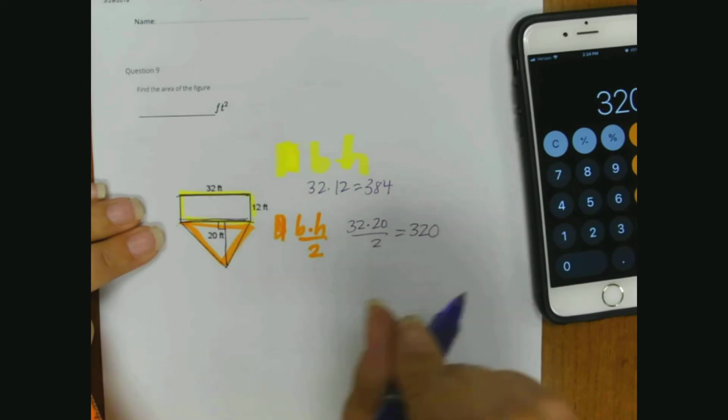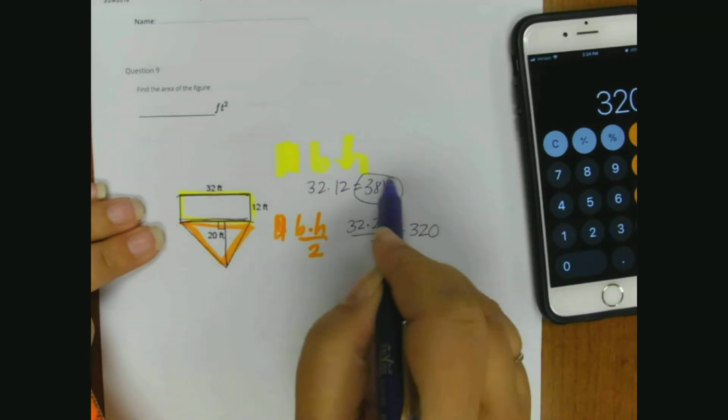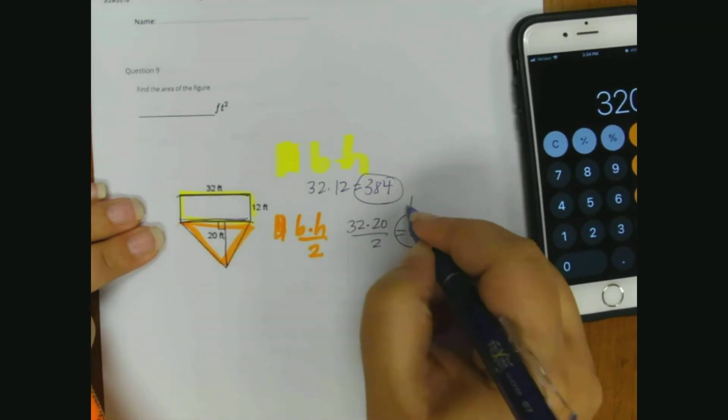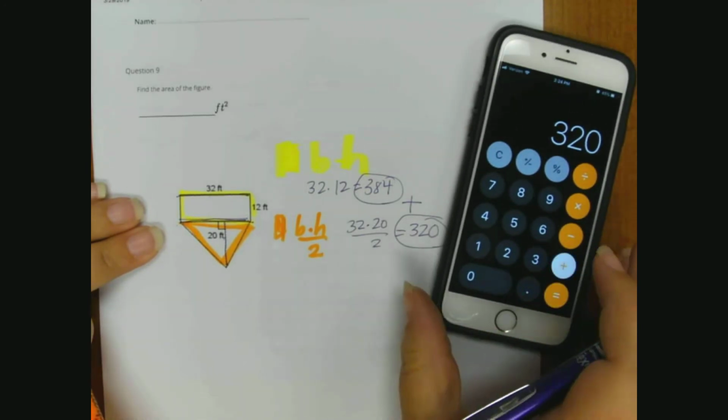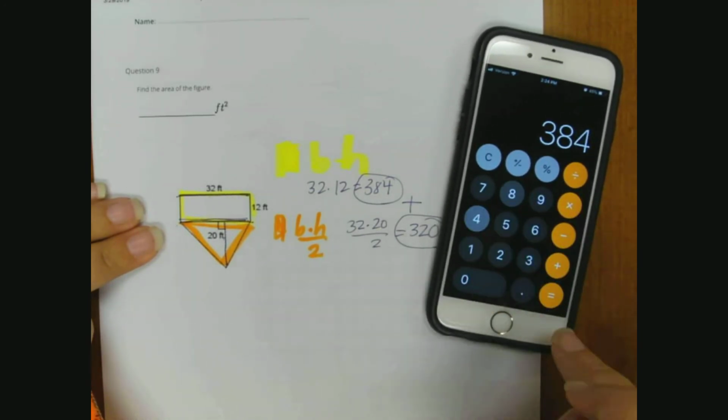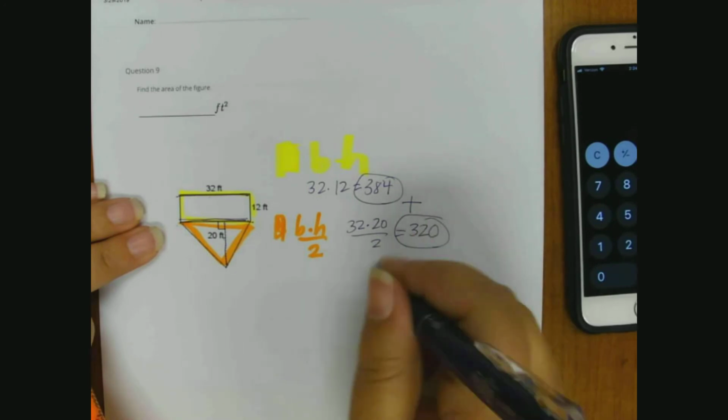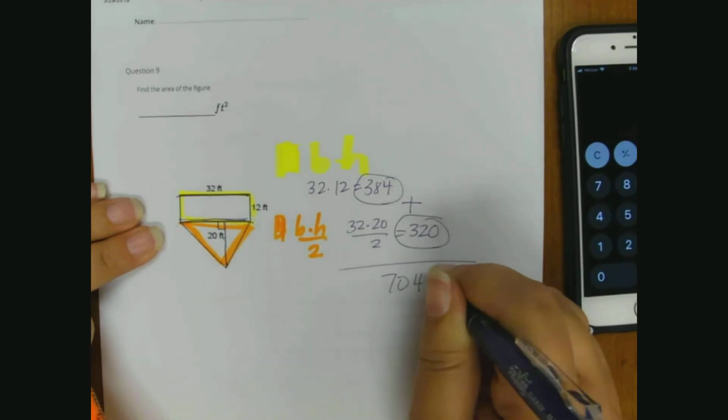Now, I'm not done. That was just the triangle. I've got to add 384 and 320 together. So add that to 384, and that's going to equal 704 feet squared.